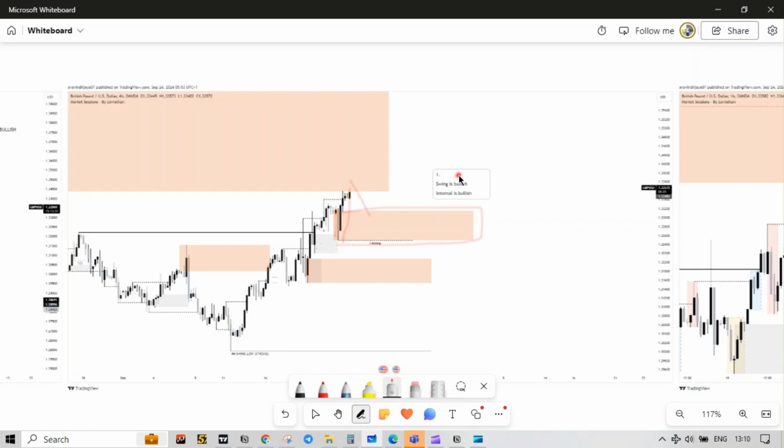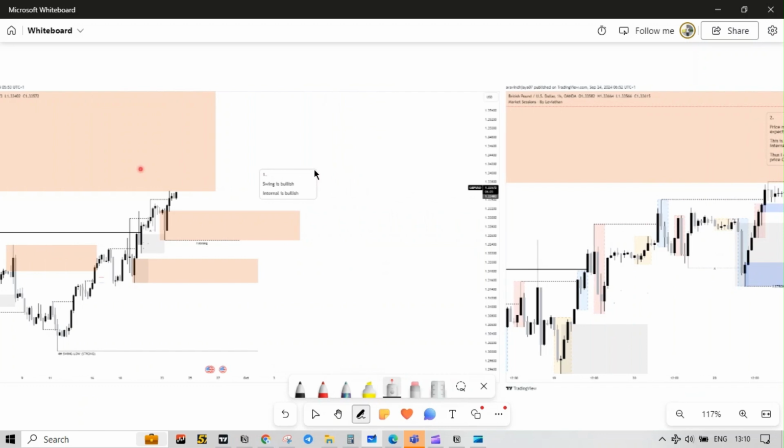So looking for shorts is valid because price can make the internal pullback, and also it has tapped into the daily supply. So two confluences are adding up to take shorts. But remember, I need a lower time frame confirmation before taking any high time frame story.